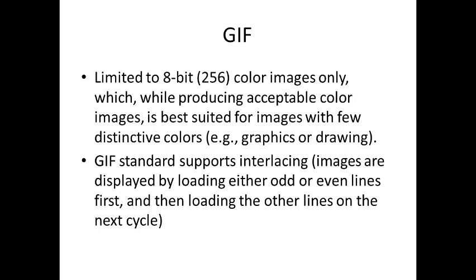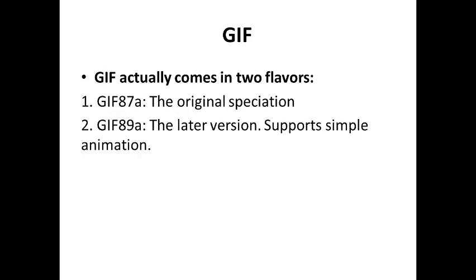Now, the GIF standard supports interlacing, where images are displayed by loading either odd or even lines first, then loading the other lines on the next cycle. This is how GIF type of images are created. Now, GIF actually comes in two flavors. The first one is GIF 87A, the original specification. The second one is GIF 89A. The later version supports simple animation.